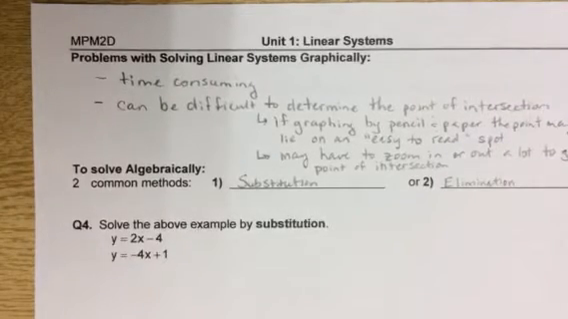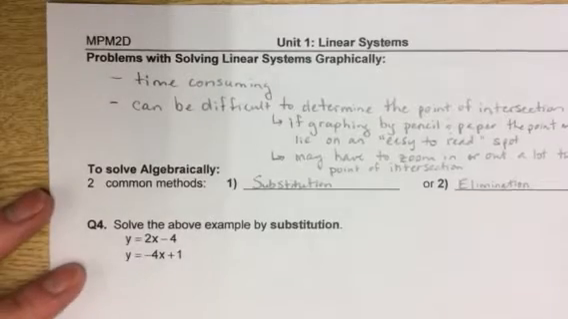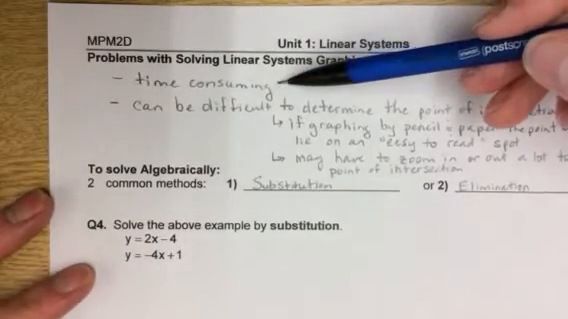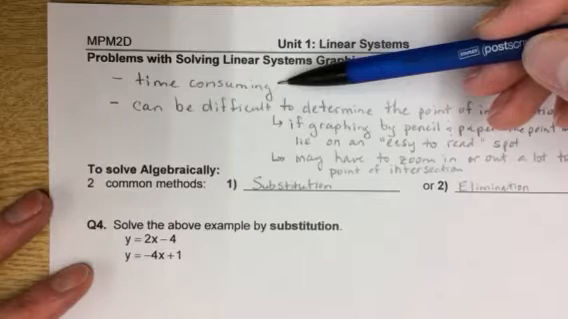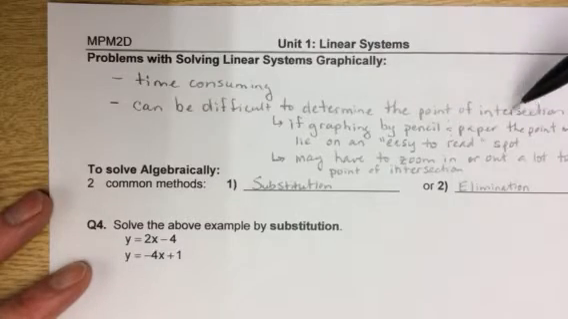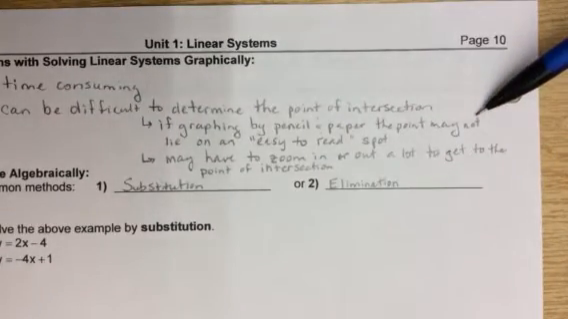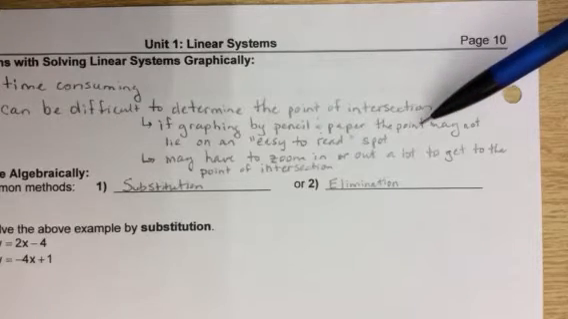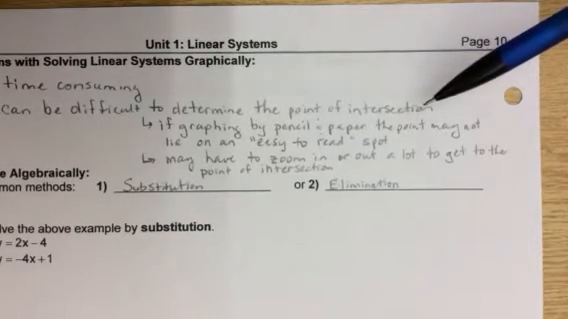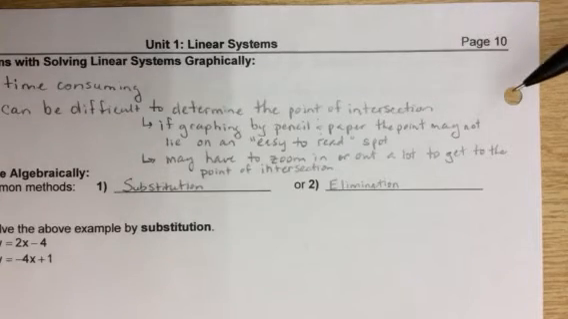So we have some problems with solving linear systems graphically. If we're doing this by hand, we know that it can be time consuming. And even with our technology, sometimes it does take a bit of time to actually type in the equations and then find the point of intersection. Even with the technology, sometimes you have to really zoom in or zoom out a lot to get to the point of intersection. If you're graphing by pencil and paper, it might not land on an easy to read spot. So graphing, while the technology does help us, it's sometimes not the easiest method.